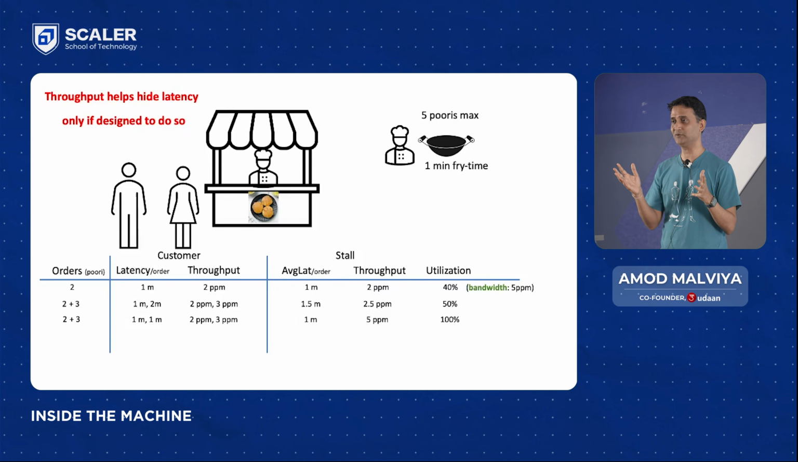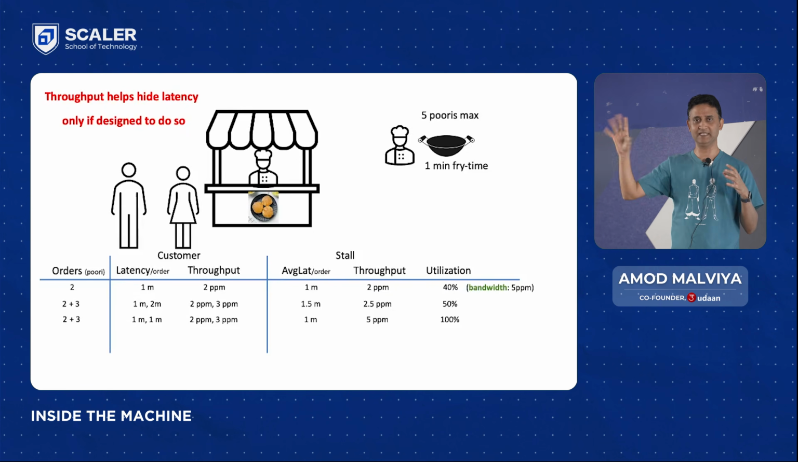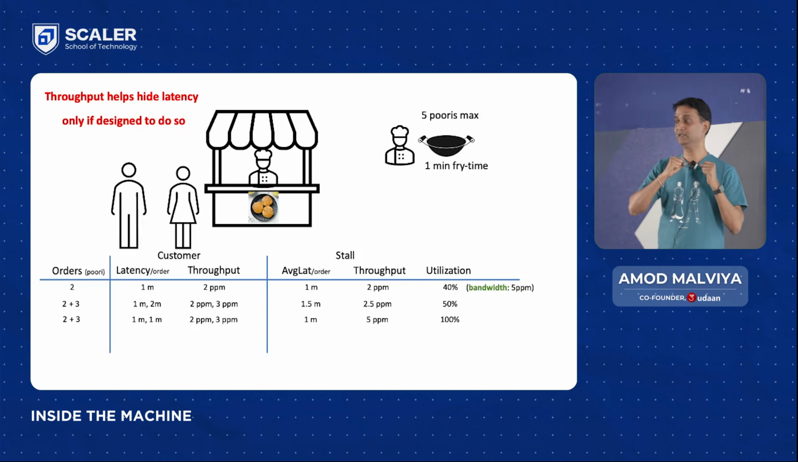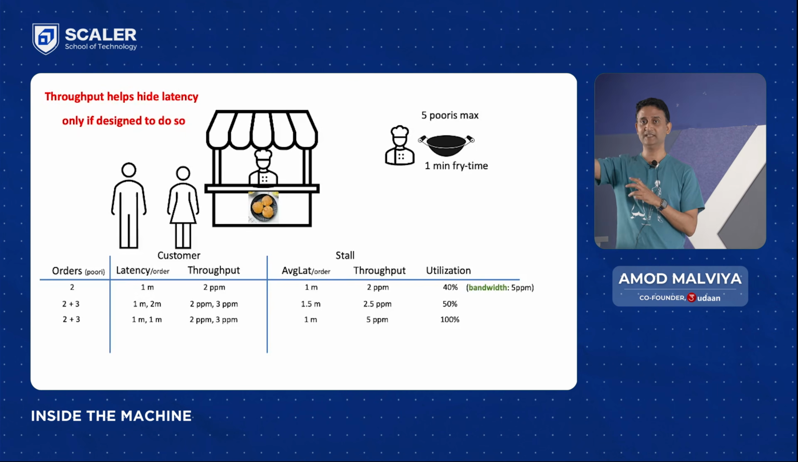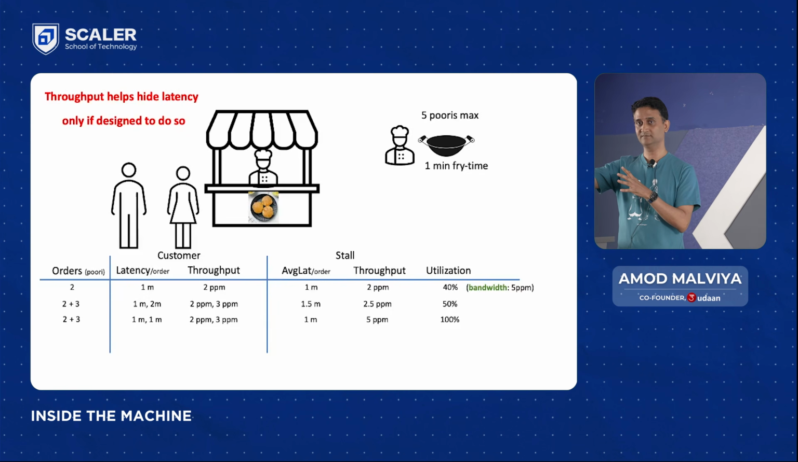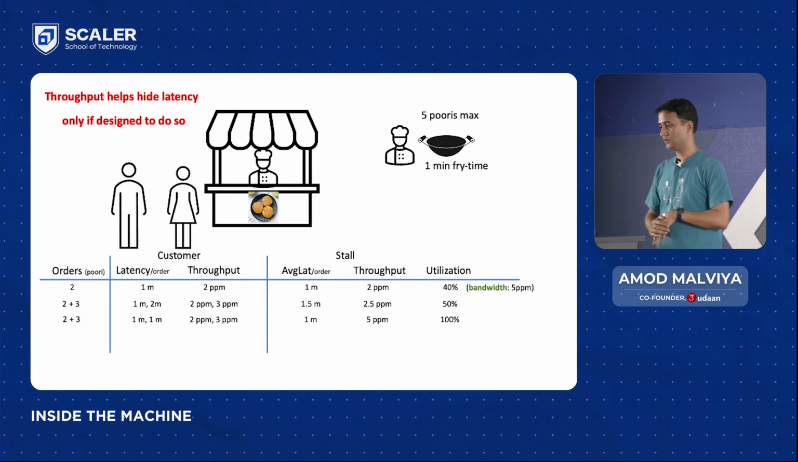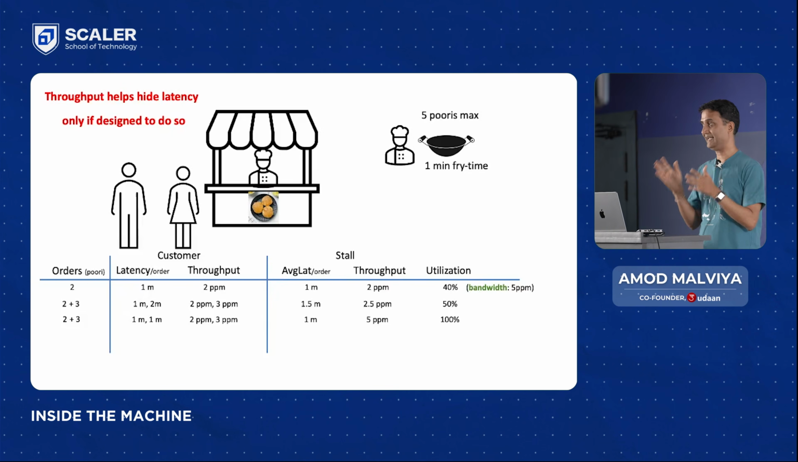A super trivial way to handle HTTP requests is that a request came in, I'm going to process it. Until then, I'm not going to accept any request. I'm going to process because it seems very fast, and then I'm going to return the response. And then I'm going to take up the next request, process, return. Okay, this is a super trivial way to build out the HTTP server. Are you guys noticing similarity with what was happening at this stall? Right? Okay, so throughput can help hide latency only if we design our system so.